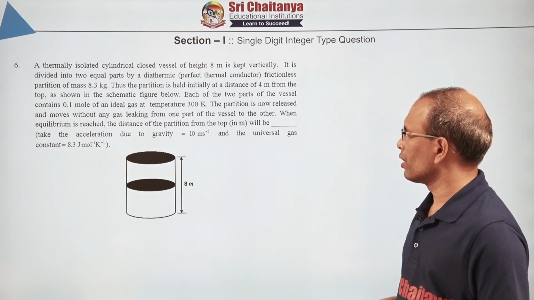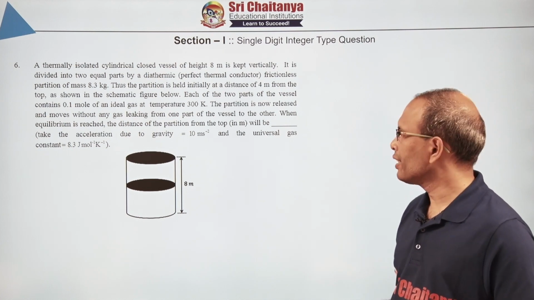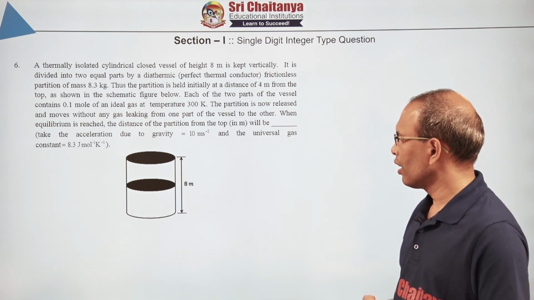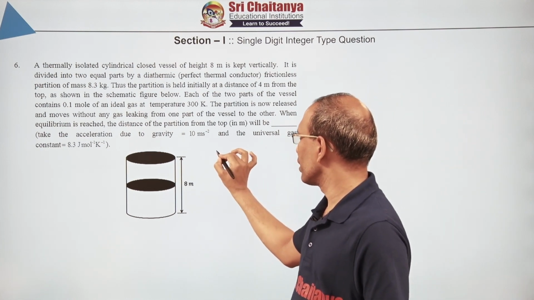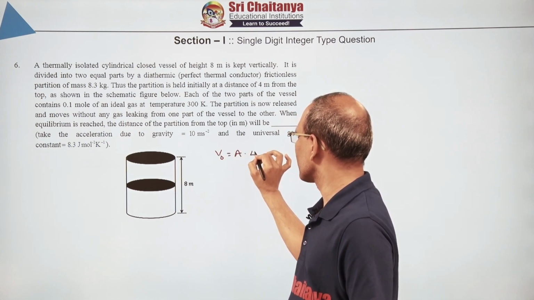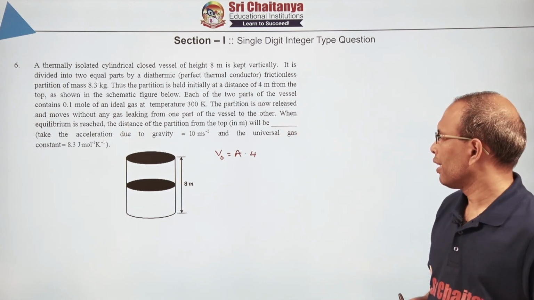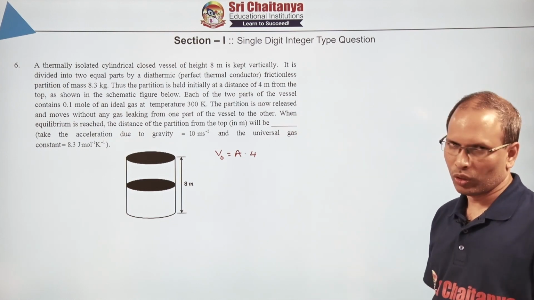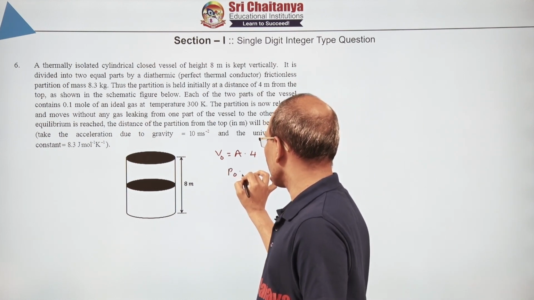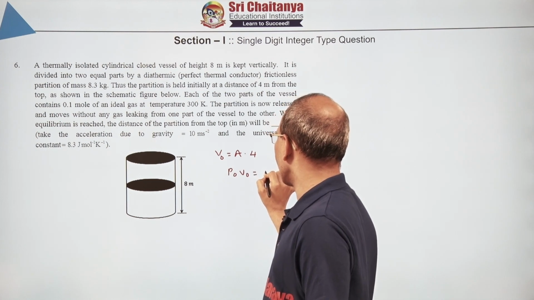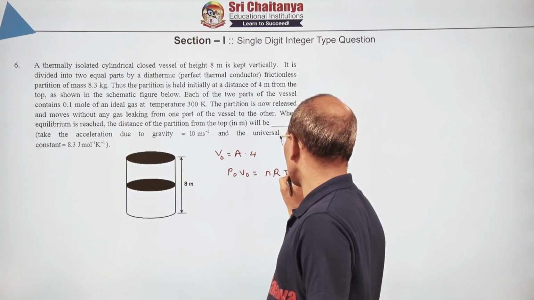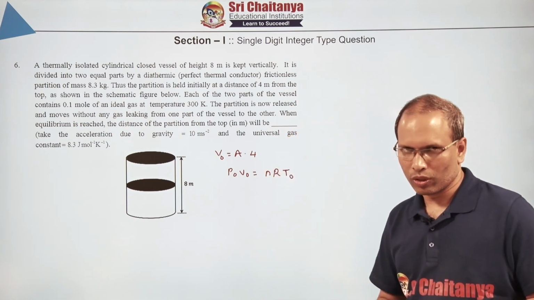Suppose initial pressure is P naught and initial volume is V naught. If the cross sectional area is A, then initial volume V naught is the cross sectional area A into the height, which is 4 meters. Let the initial pressure be P naught. Then we can write P naught into V naught is equal to n into R into T naught. For us the values of n and T naught are given already.